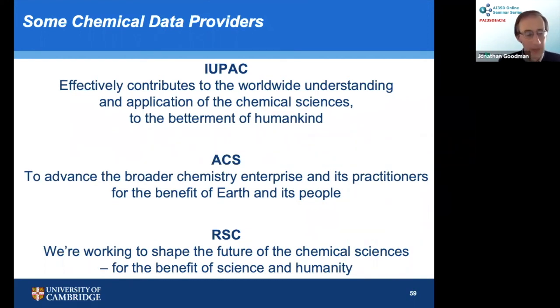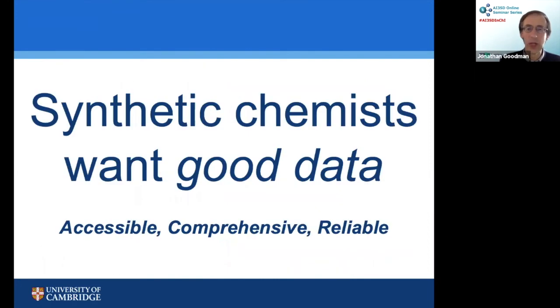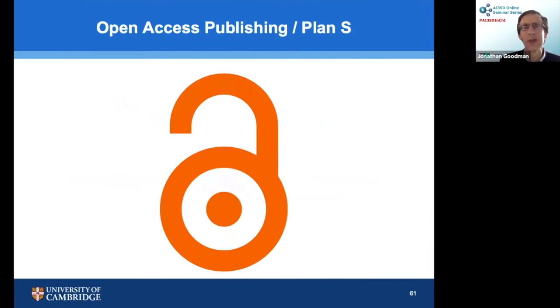If we had an identifier that would mean we could search directly, then we would make chemical information much more accessible. The InChI does that for molecules, and we're developing ways of doing this for reactions as well as for molecules. So synthetic chemists want good data, they want it to be accessible, comprehensive and reliable, and we want it to be open access to be consistent with our funders' requirements, but also to mean that the chemistry that we discover can be as accessible and as widely used as possible. The InChI provides a way of making data more accessible.